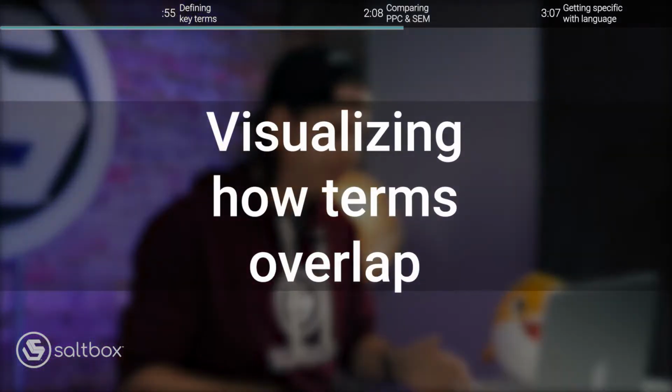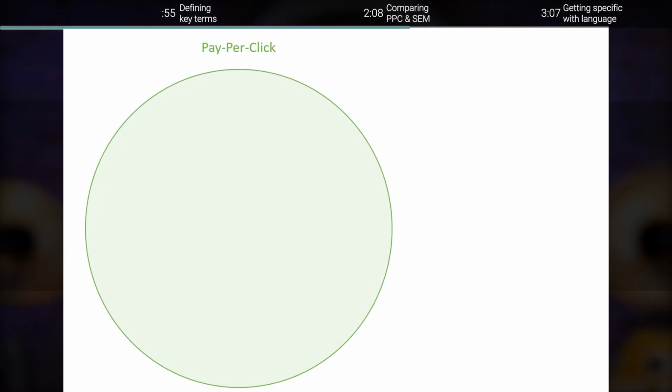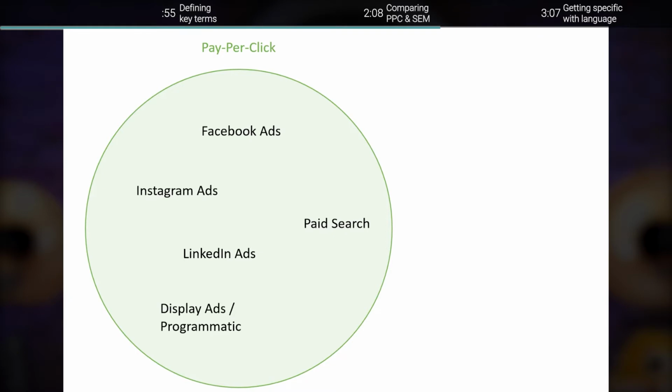I've put together what we call a Venn diagram to explain some of the differences between SEM and PPC and to also look at the overlap. So let's check it out. In this chart, on the left, we have pay-per-click advertising. You see here that there are things like paid search, but there's also channels like Facebook ads, Instagram ads, or LinkedIn advertising. On the right, we have search engine marketing.